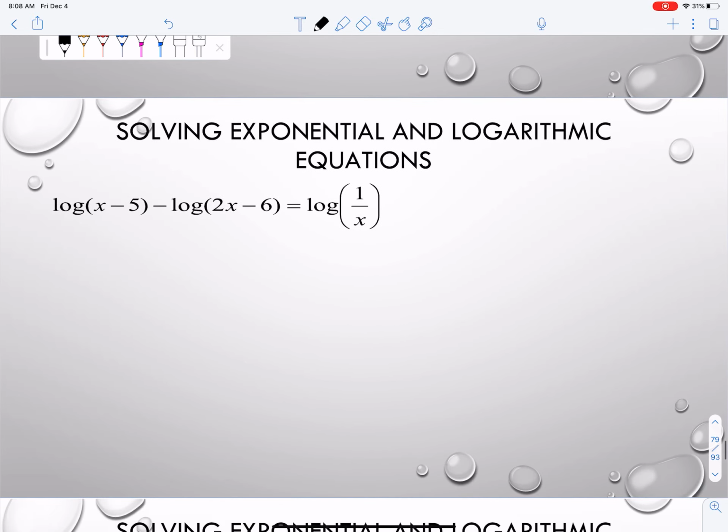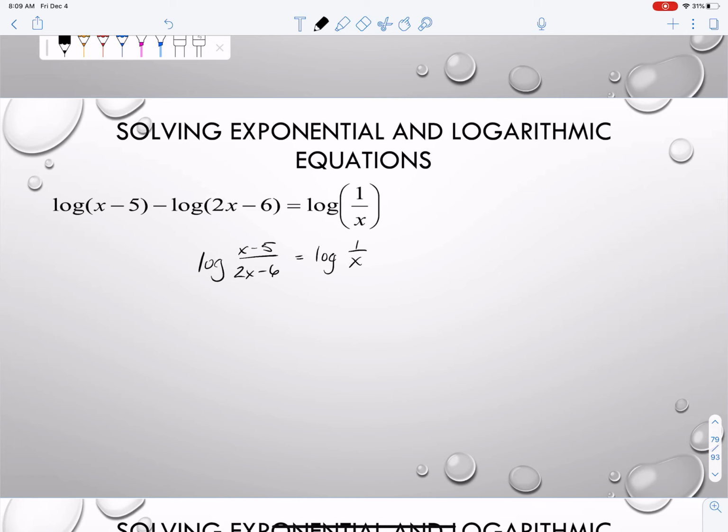All right, so let's take a look at solving some log equations, and we did some of these yesterday. So here I've got log of x minus 5 minus log of 2x minus 6 equal to log of 1 over x. So again, I need to condense this to a single log on each side. On the left-hand side, I'm going to use the quotient rule, and we're going to write this as the log of x minus 5 over 2x minus 6 equals the log of 1 over x.